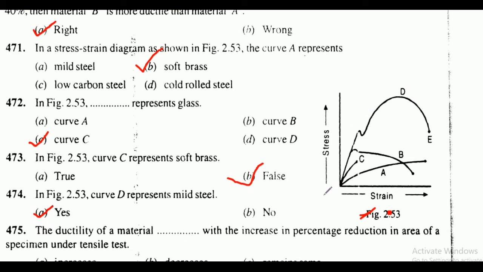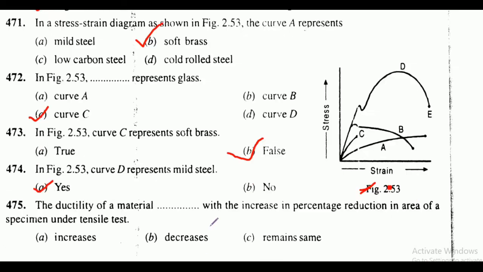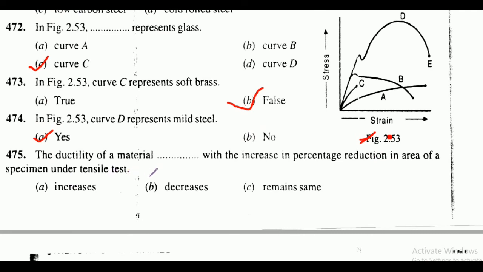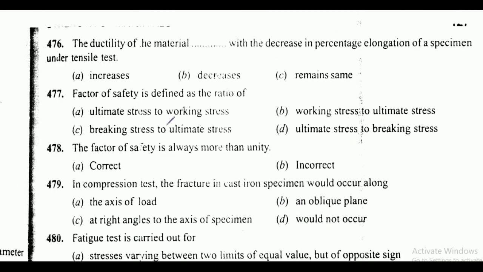Okay. Here next is, the ductility of a material dash with the increase in percentage reduction in area of a specimen under tensile test: increases, decreases, remains same. Here friends, the correct answer is option A, that is increases. Next is, the ductility of the material dash with the decrease in percentage elongation of a specimen under tensile test: increases, decreases, remains same. Here friends, the correct answer is option B, that is decreases.